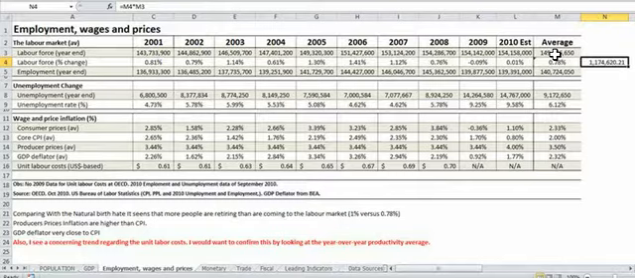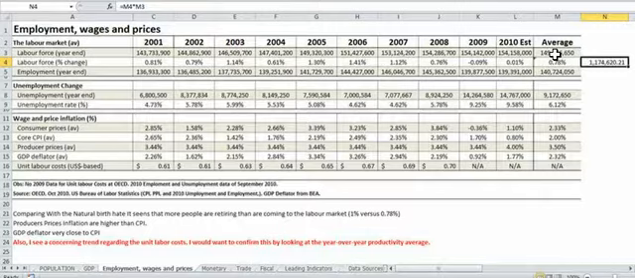Basically, the United States needs to create over 1 million jobs per year just to keep up with the growth in the labor force. In other words, if the United States wants to just keep the unemployment rate constant, it needs to create this many jobs in a year.